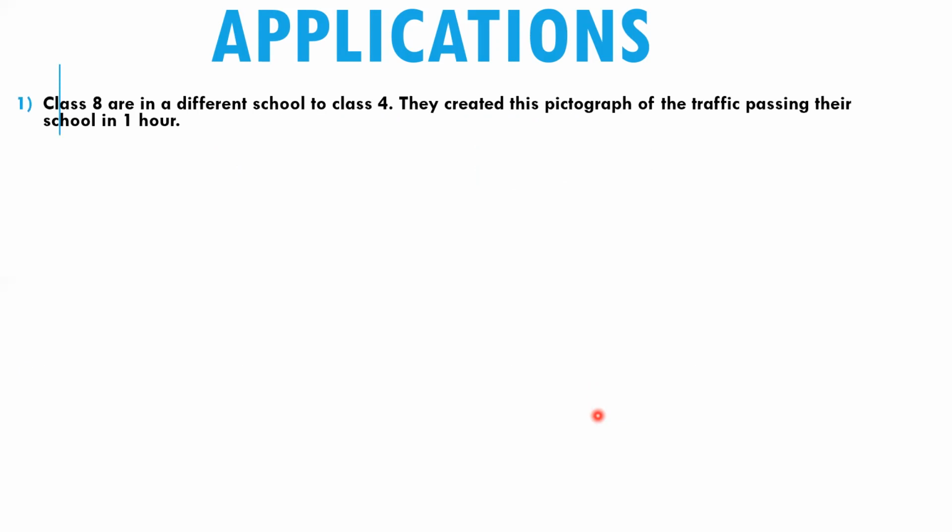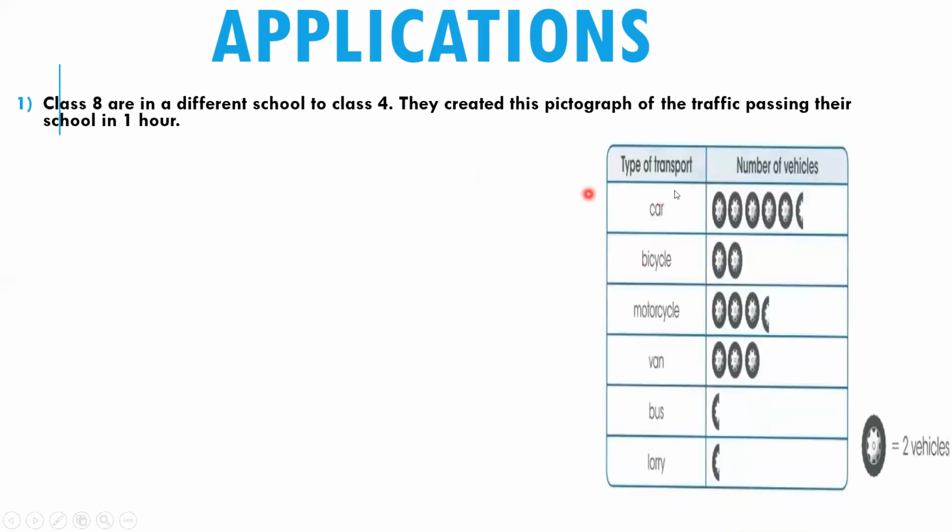Class 8 are in a different school to class 4. They created this pictograph of the traffic passing the school in 1 hour. This is the pictograph where you can see the type of transport, and under that the different modes of transport and the number of vehicles passed within an hour. The number of vehicles is represented with the image of a wheel. At the bottom we can see a scale, that is 1 wheel equals 2 vehicles. So you need to count 2 vehicles for a single wheel.